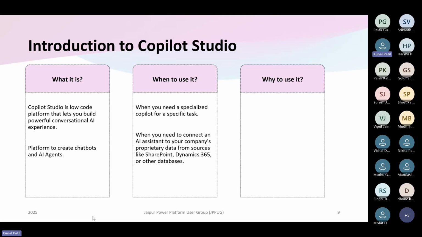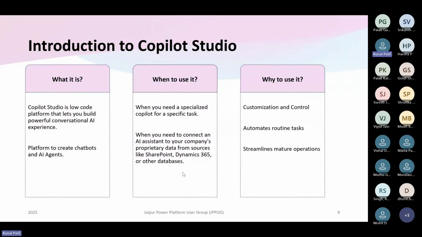And next is about why to use it. Basically, we can build our agents tailored to specific business needs, like we talked about, for HR, for finance, and so on. Apart from this, it enhances the functionality of Microsoft 365 Copilot as well, because with Microsoft Copilot Studio, we can integrate our Copilot Studio agent with Microsoft 365 Copilot that we use on the Office 365 website itself.